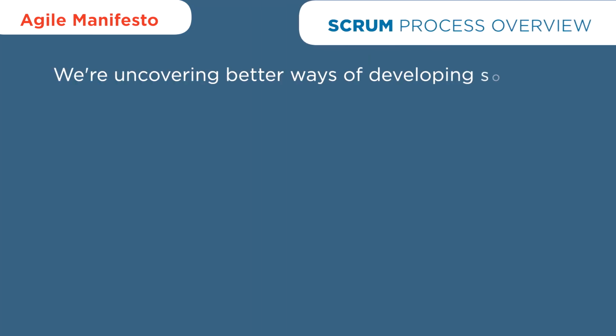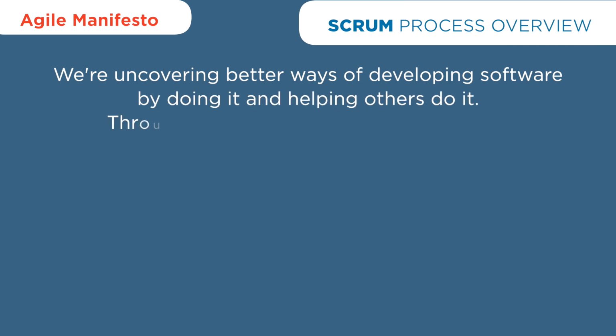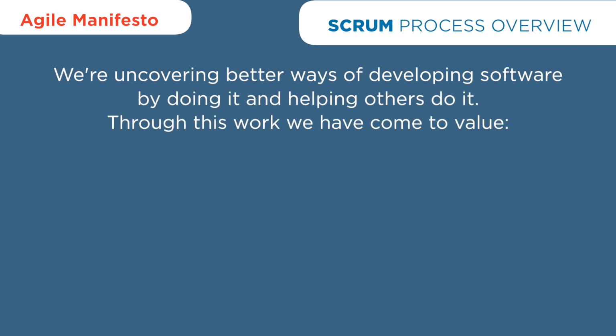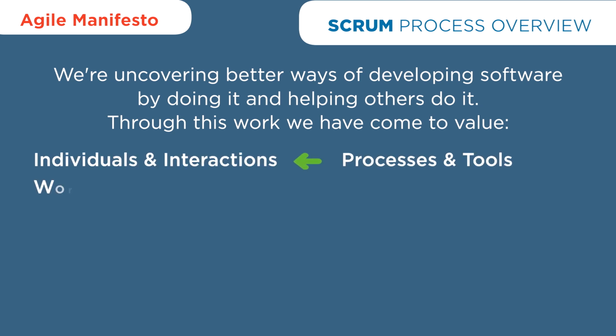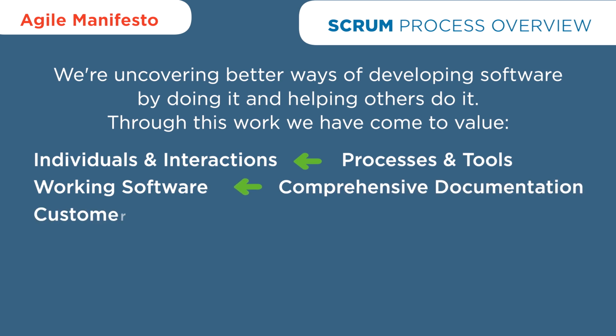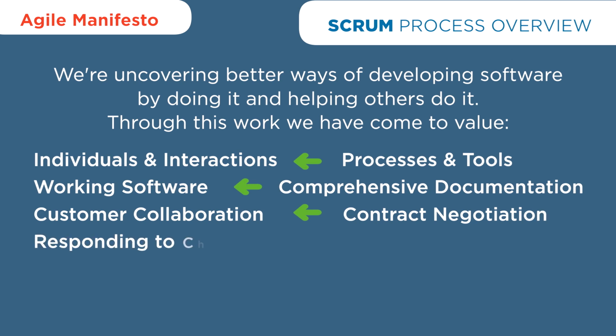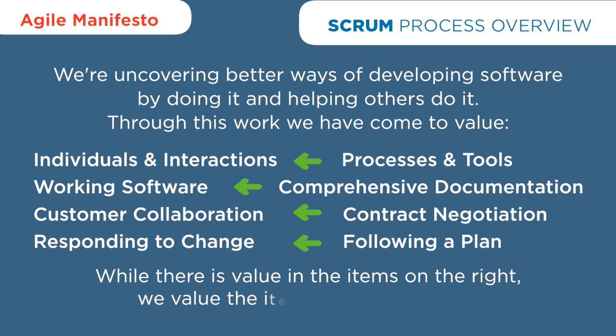We're uncovering better ways of developing software by doing it and helping others do it. Through this work, we have come to value individuals and interactions over processes and tools, working software over comprehensive documentation, customer collaboration over contract negotiation, and responding to change over following a plan. That is, while there is value in the items on the right, we value the items on the left more.